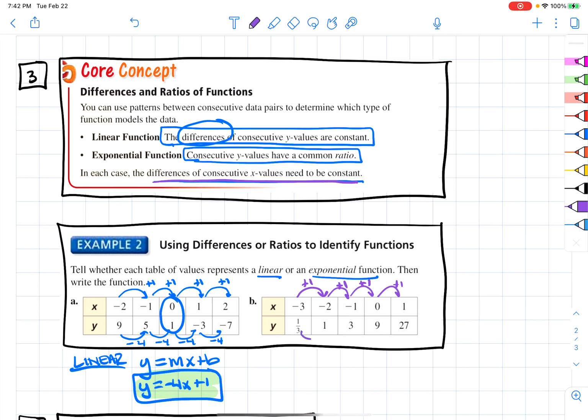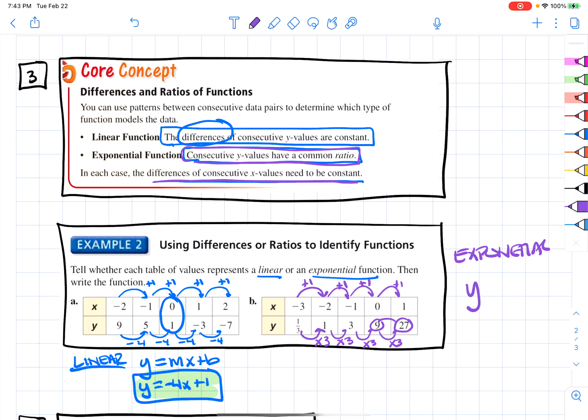Okay, now to go from 1/3 to 1, I would multiply by 3. To go from 1 to 3, I would multiply by 3. From 3 to 9, I would multiply by 3, and then again multiply by 3. So this is saying consecutive y values have a common ratio. What that means is if I pick any two, like 27 and 9, these are consecutive, and I divide them, I will always have a constant number. So this is going to be exponential.